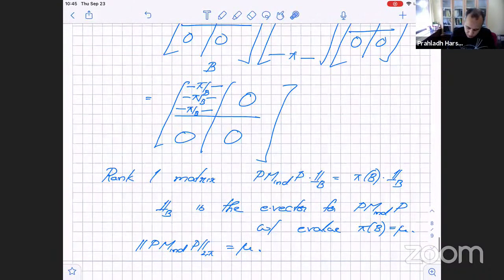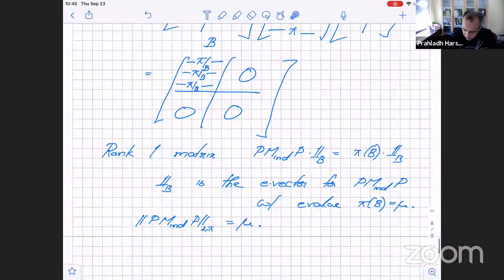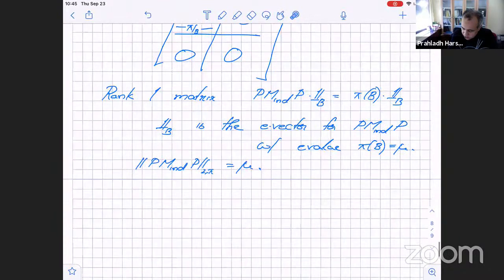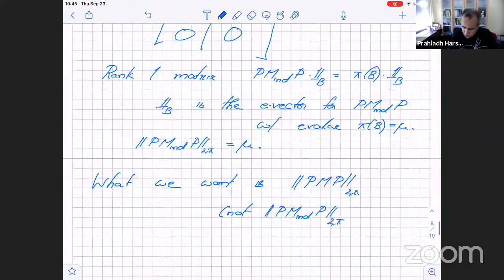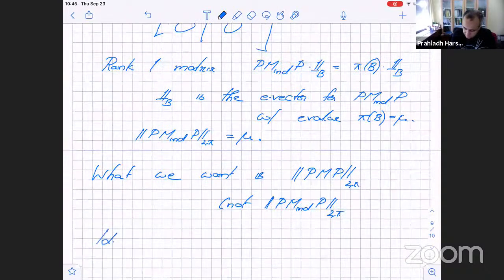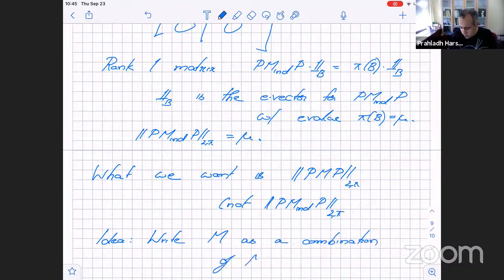But what we want is the 2-norm of P M P, not P M_ind P. So the idea over here is going to be to write M as a combination of M_ind and an error matrix. What do I mean by that? Let's stare at it a little more.